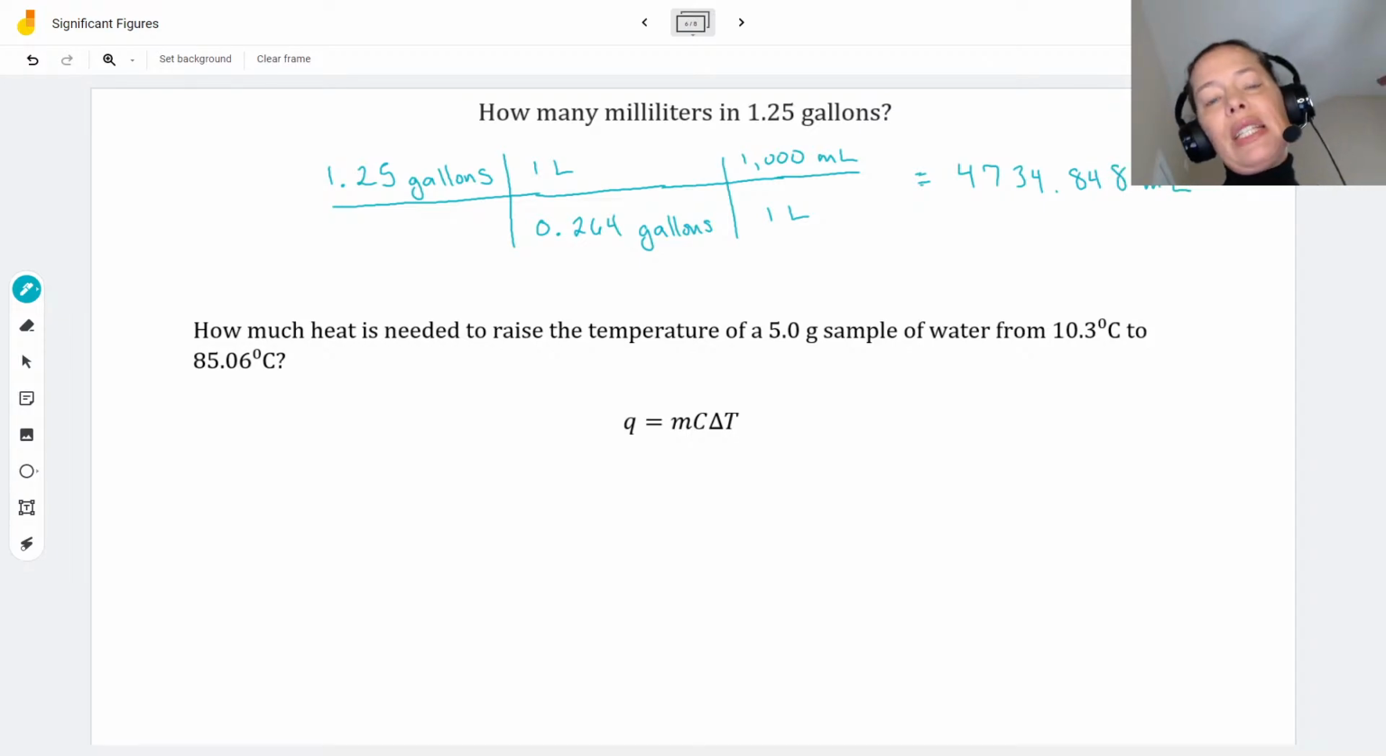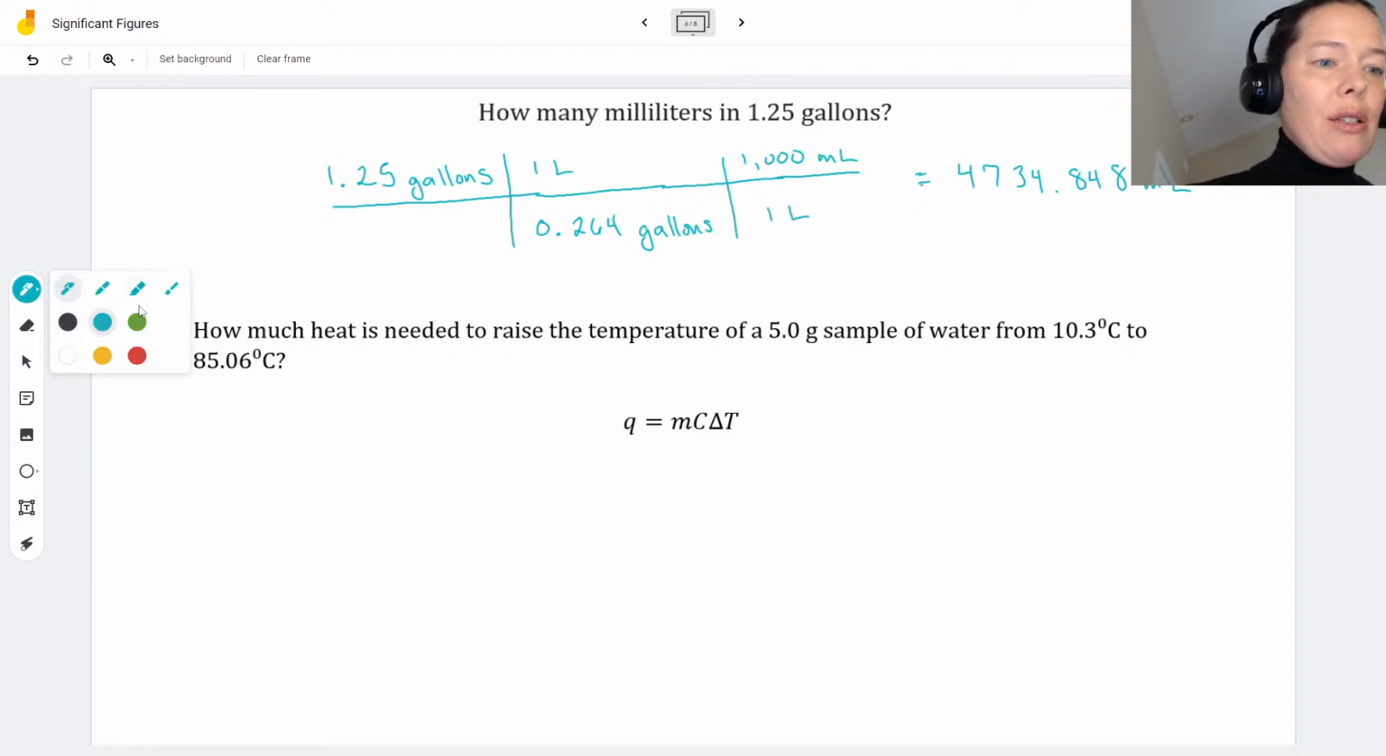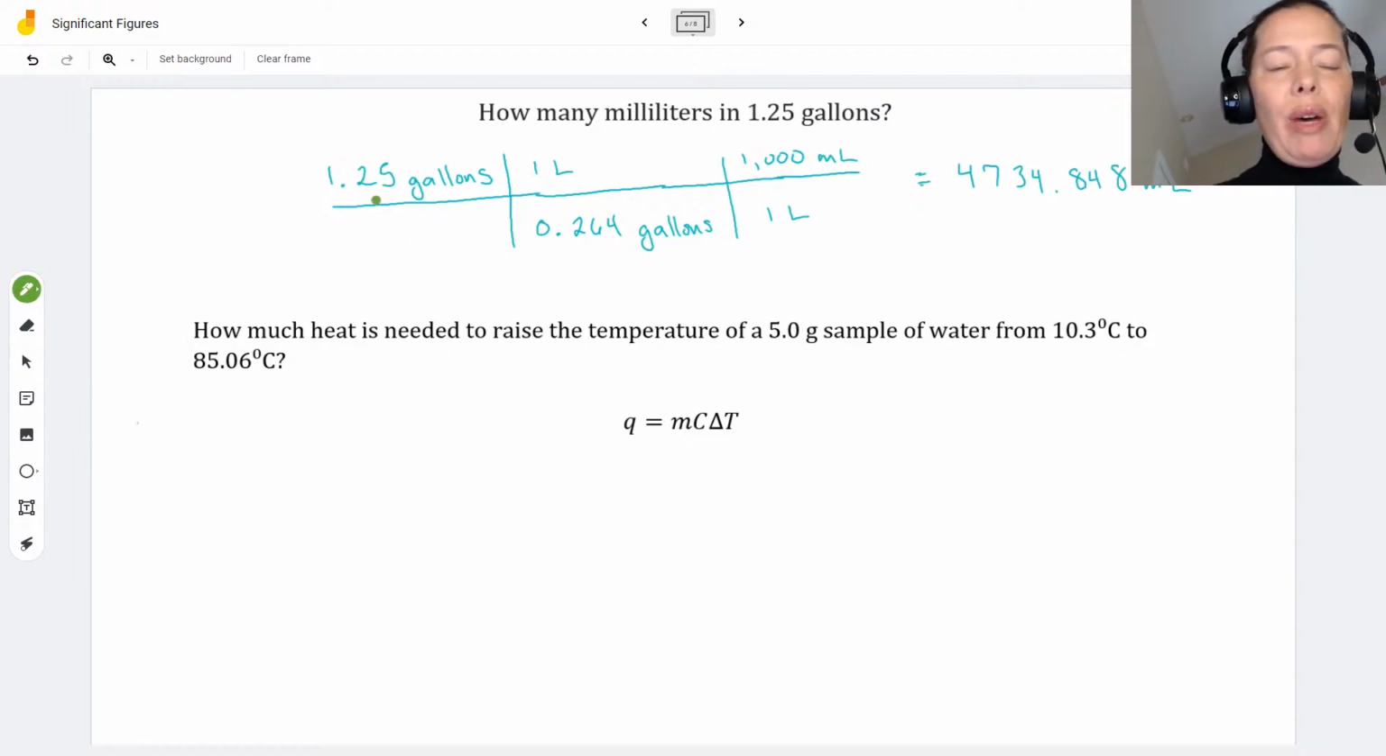Milliliters. Okay, let's count up sig figs. Because again, we're just doing multiplication division. I'm just counting total sig figs, not decimal places. So let's go to green. So my 1.25, that has 3 sig figs. My conversion factor from gallons to liters, that has 3 sig figs.